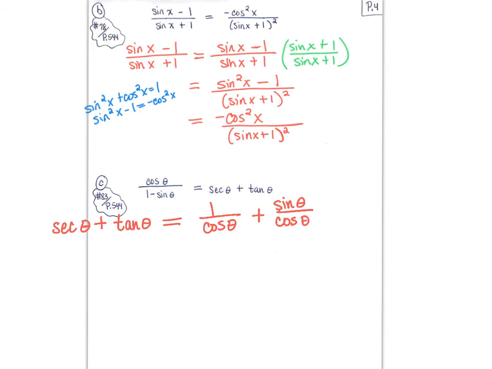Now what do you think we should do? Just add, because we have the same denominator. Okay. So what do we get? What happened to the 1? I'm sorry, 1 plus sine theta, over what? Just cosine theta. Over cosine of theta. Okay. Now what?